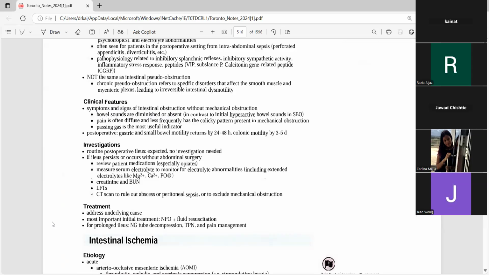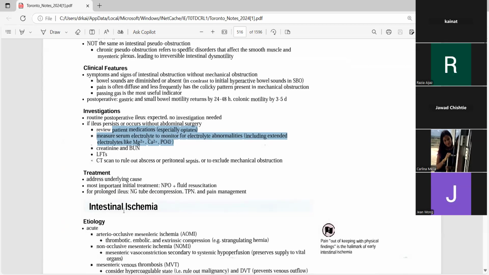If ileus persists or occurs without abdominal surgery, in those cases we go for electrolytes, asking about patients' medications. As I said, these are the two very common causes in Canada. Then creatinine, BUN, especially for people who have kidney disease going on, LFT, CT scan, those ones. Then ruling out the underlying cause, NPO, NG decompression, fluid resuscitation. Fluid resuscitation is very common because dehydration is common in Canada.